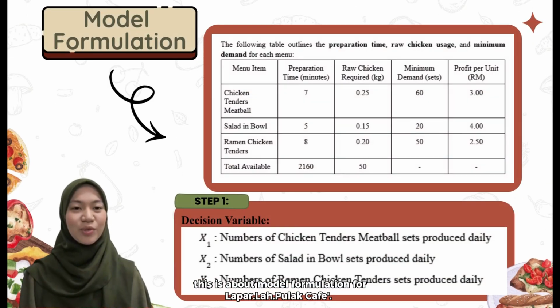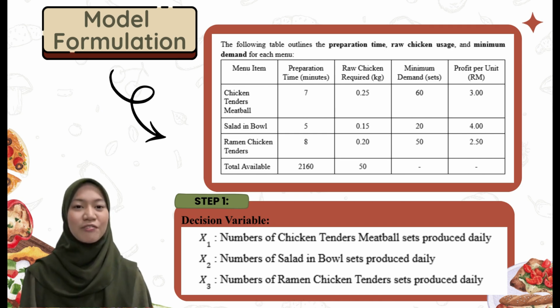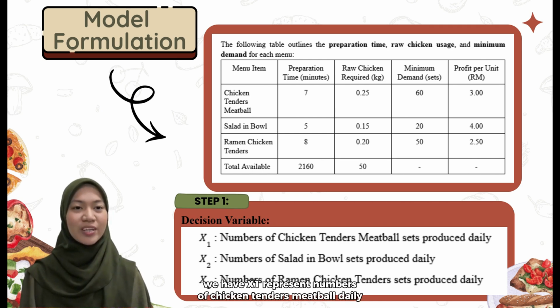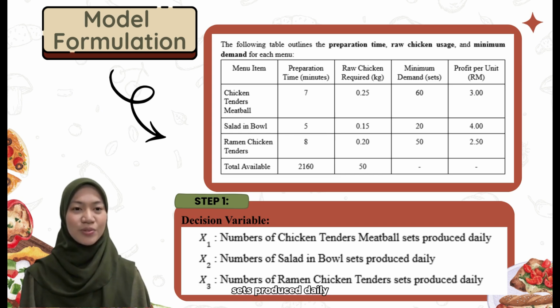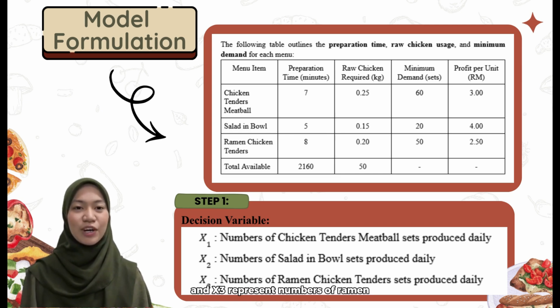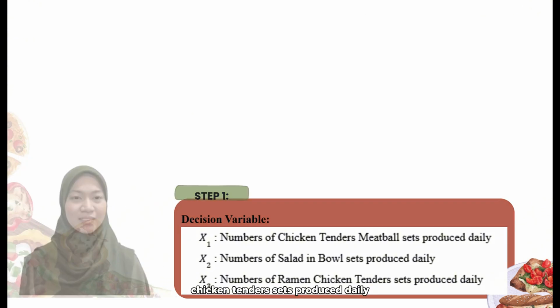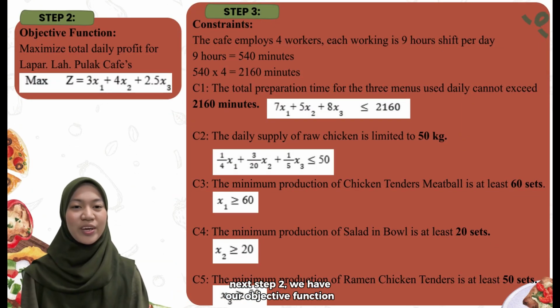Next, this is about model formulation for Lapala Pula Cafe. The following table outlines the preparation time, raw chicken usage, and minimum demand for each menu. Firstly, step 1, we have x1 represent the number of chicken tenders meatball sets produced daily, x2 represent the number of salad in bowl sets produced daily, and x3 represent the number of ramen chicken tenders sets produced daily. Next, step 2, we have our objective function, which is to maximize total daily profit for Lapala Pula cafe.